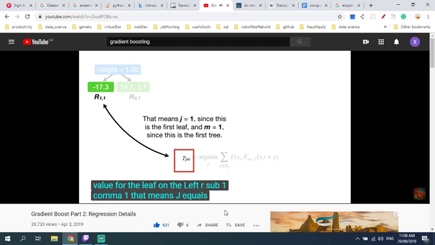That means j equals 1, since this is the first leaf, and m equals 1, since this is the first tree.